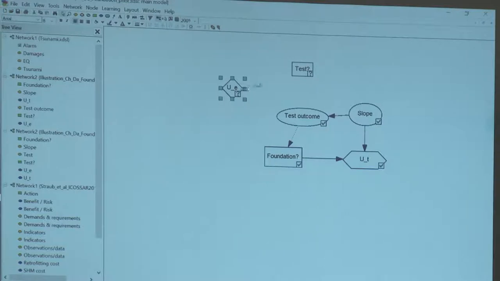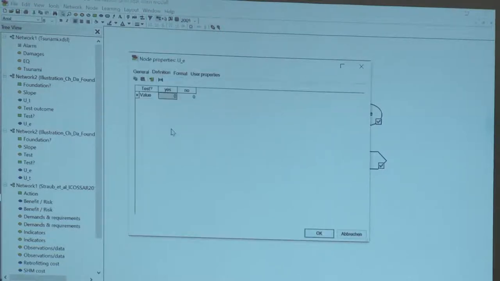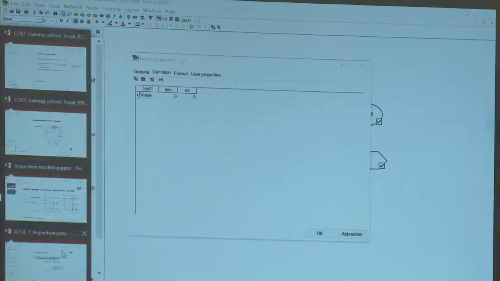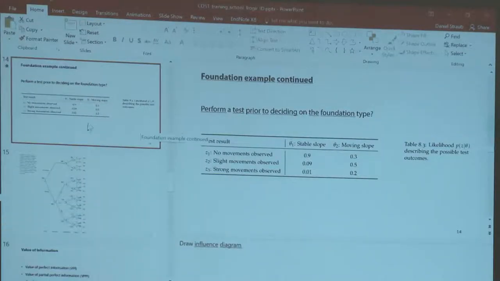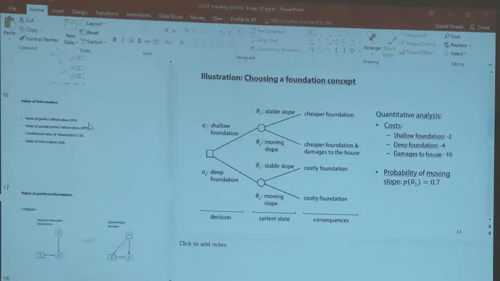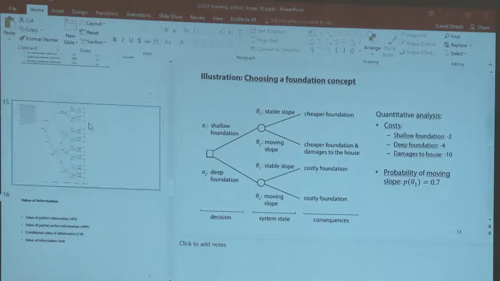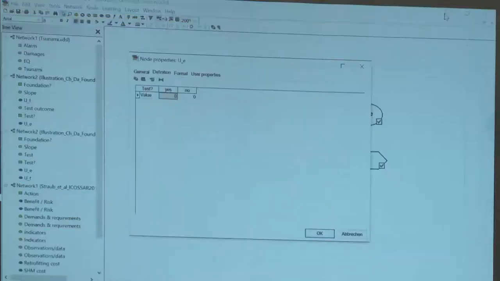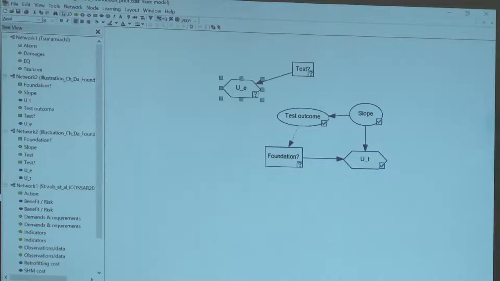And I'm going to make a link here. And I have here to give the cost of the test. So I don't remember what that was. And I think it doesn't say here, it doesn't say anywhere, but I think maybe here, yes, 0.2. Okay, so if I do a test, it costs me 0.2, and this is minus. No test is for free, so no test. That's the utility. And then I have a link from test to test outcome.